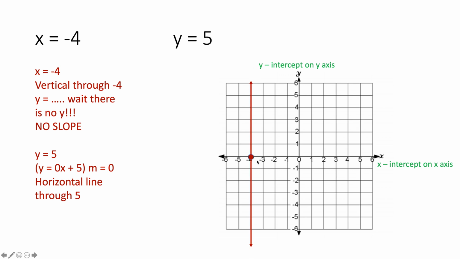x equals is always a perfectly vertical line. y equals is always a perfectly horizontal line. y equals a constant, a single number without an x term. So y equals 5 goes through 5 on the y-axis and is a perfectly horizontal line. One more for you to try.